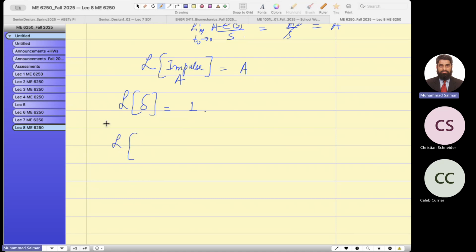Another case is this is done. So another case is if you have e to the negative alpha t. Let me show you. Sorry, if you have e to the negative alpha t times any function, then you get F of s plus alpha.